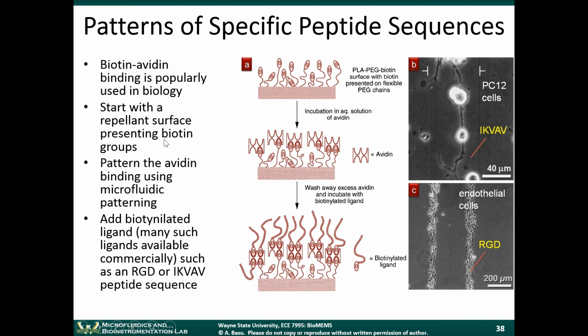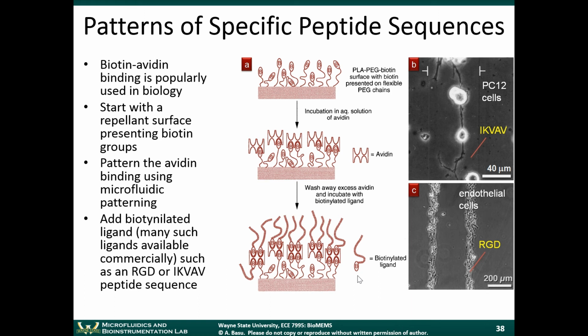So you can start off with a surface that's presenting biotin groups. This is typically a repellent surface. When you incubate this in an aqueous solution of avidin, these avidin molecules will attach to the biotin. This avidin has a very strong binding to biotin. And then you wash away the excess, and you incubate this with biotinylated ligand here. And this ligand is one that contains that RGD sequence that cells will attach to.